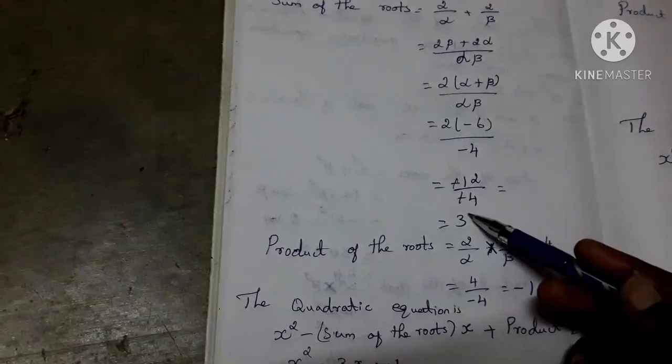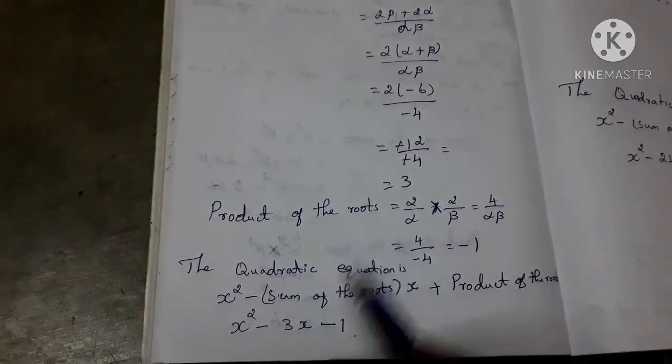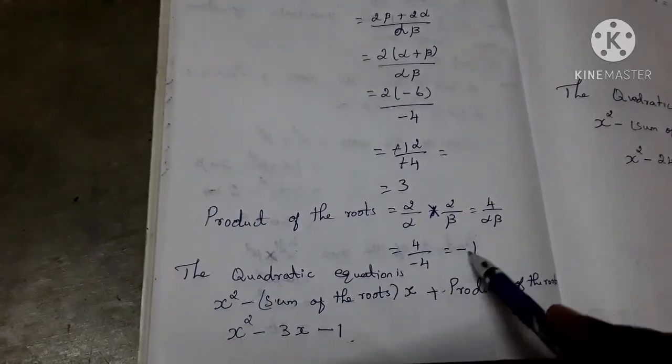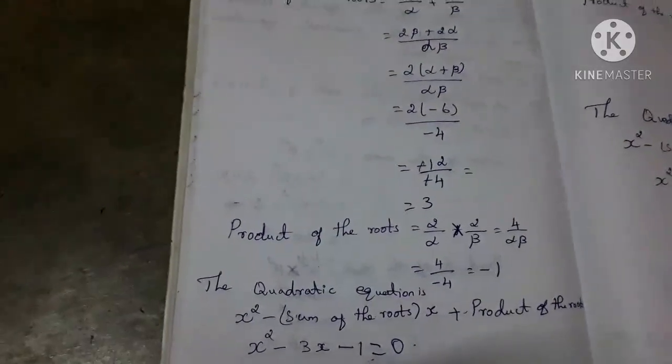So we found the sum of the roots and product of the roots. What is the equation? X squared minus sum of the roots, minus 3x, product of the roots is minus 1, is equal to 0. Next.